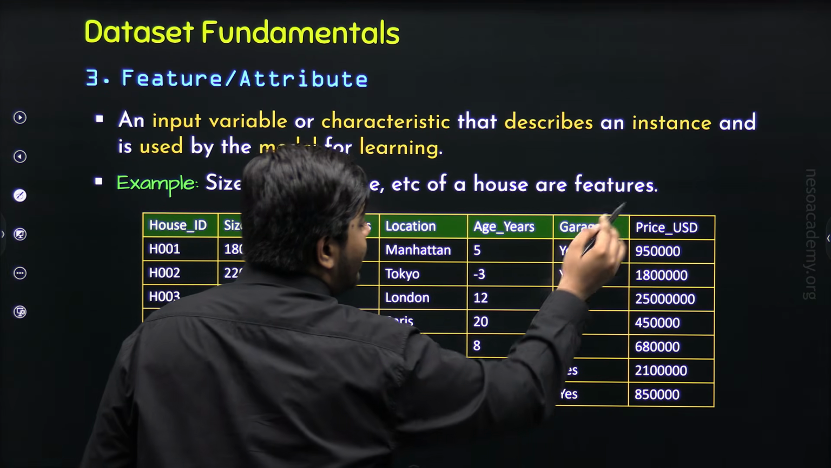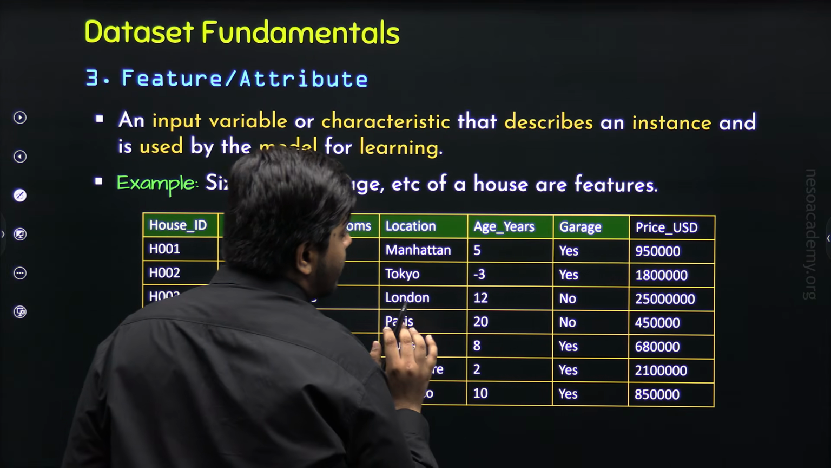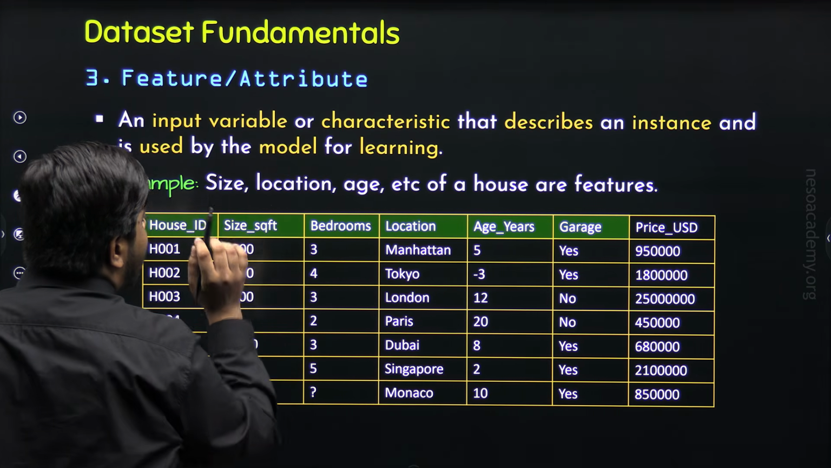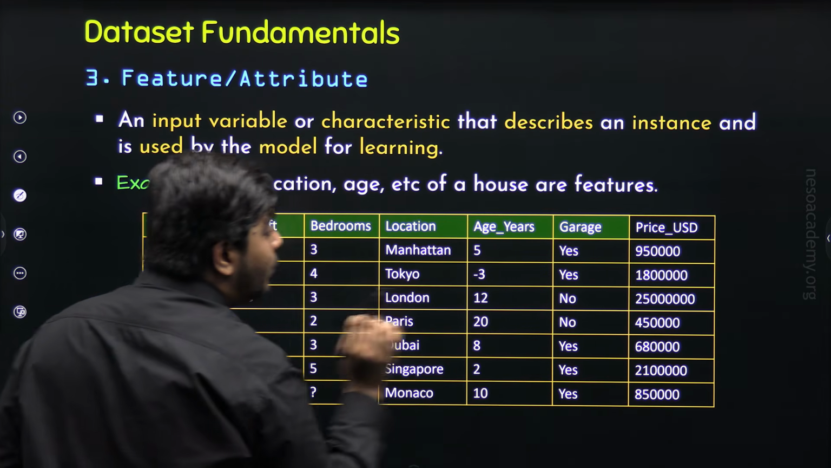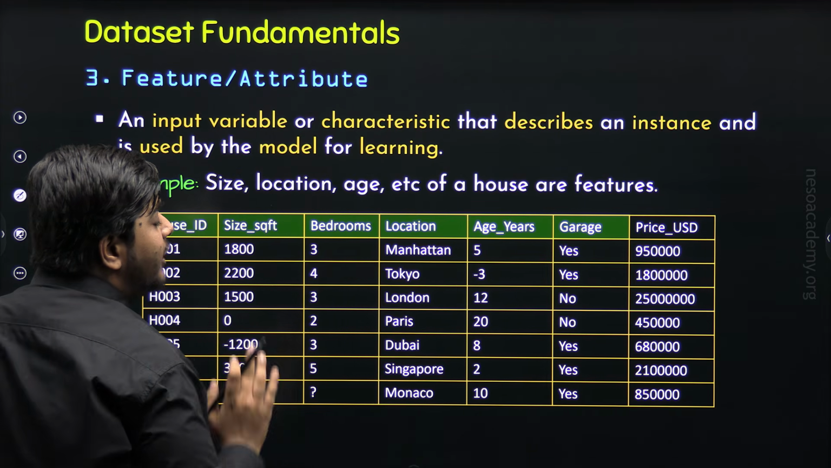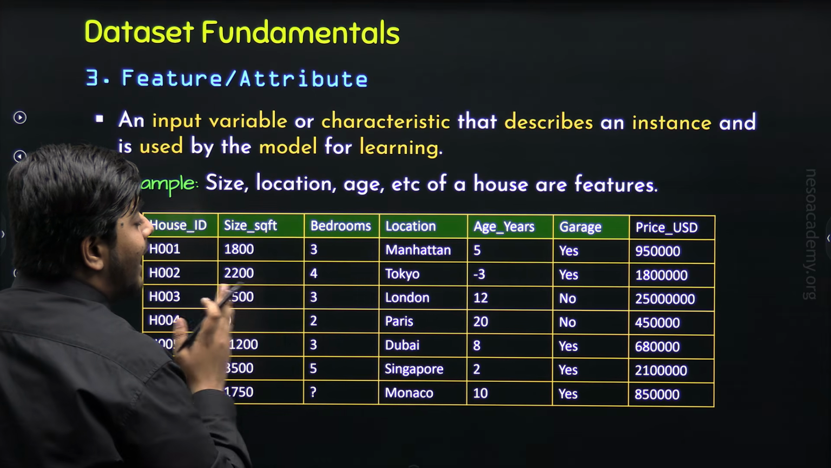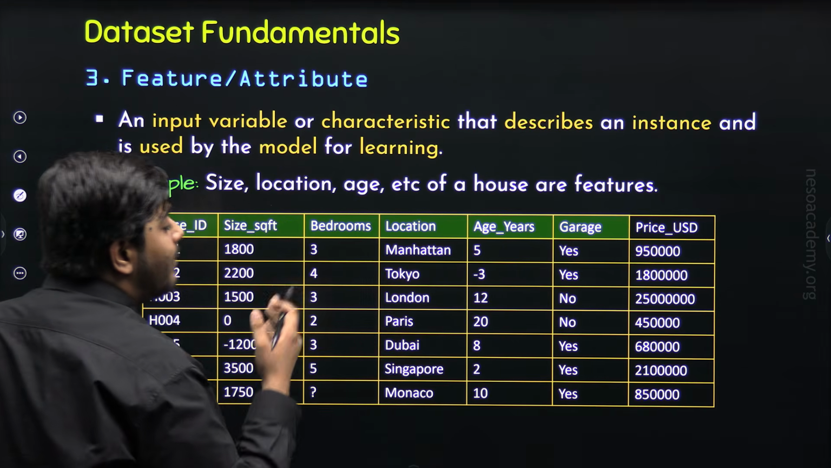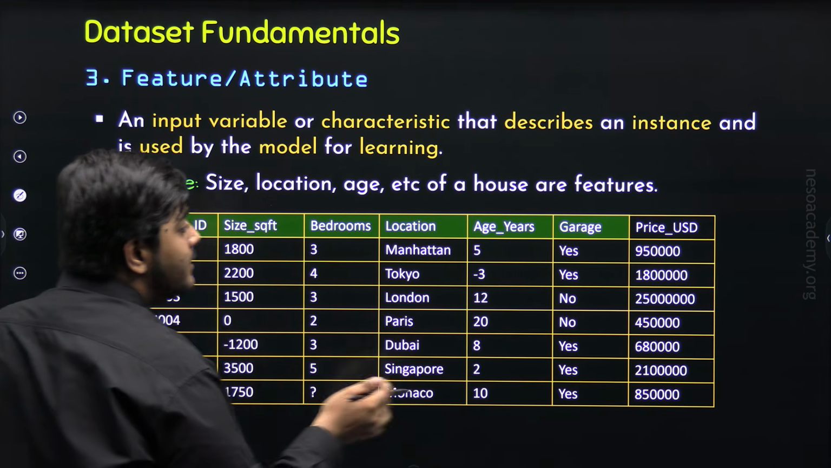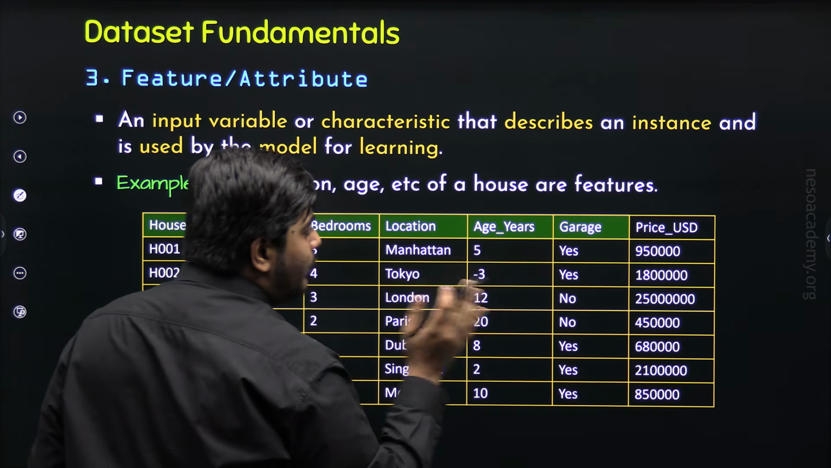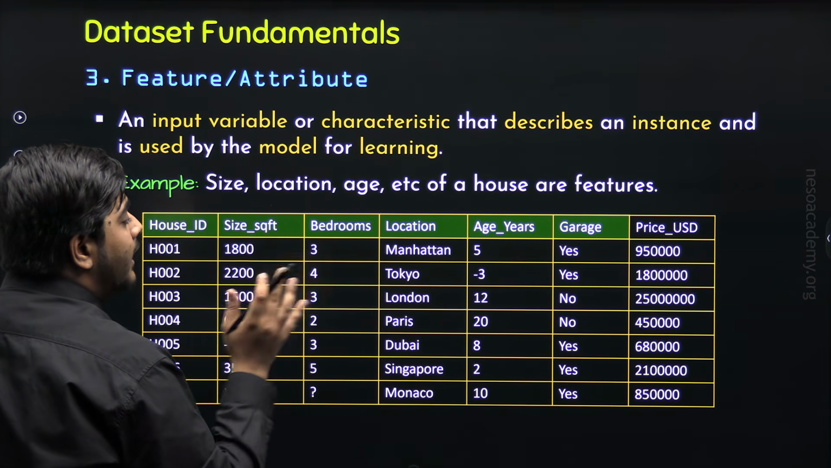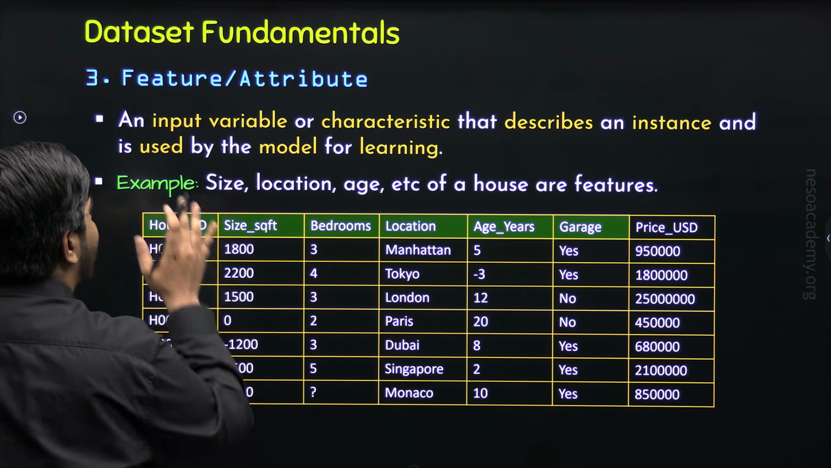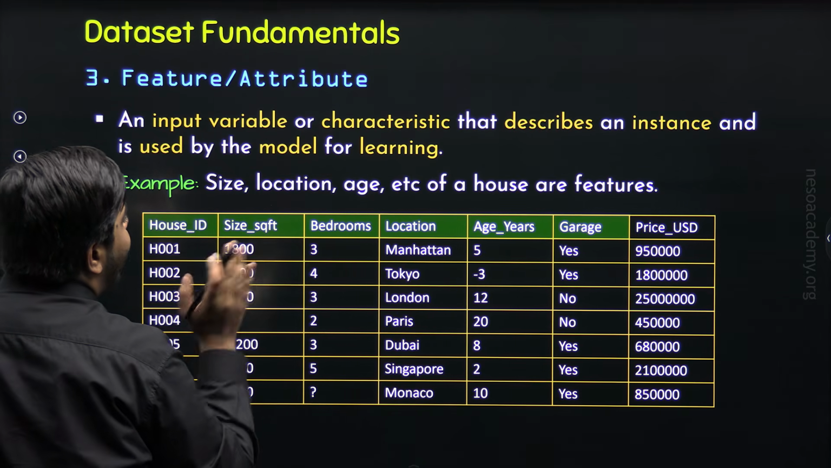Now, why is price USD not a feature of the house? Because as per the definition, a feature is an input variable, but price USD is an output variable. In this particular machine learning problem, that is house price prediction, the price of the house is to be predicted by the machine learning model. That means price USD is the output variable. It is not the input variable. That is why only these are the features of the houses. I hope you have understood what is a feature or an attribute.